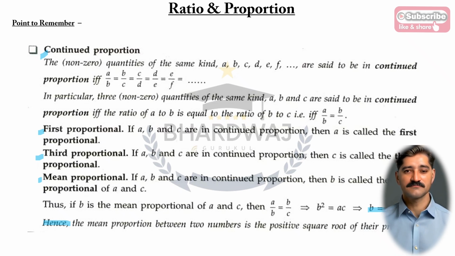Mean proportional. If A, B and C are in continued proportion, then B is called the mean proportional of A and C. Thus, if B is the mean proportional of A and C, then A upon B equals B upon C and B square equals AC, then B equals square root AC. Hence, the mean proportional between two numbers is the positive square root of their product.